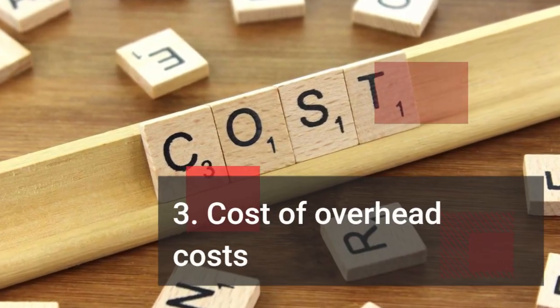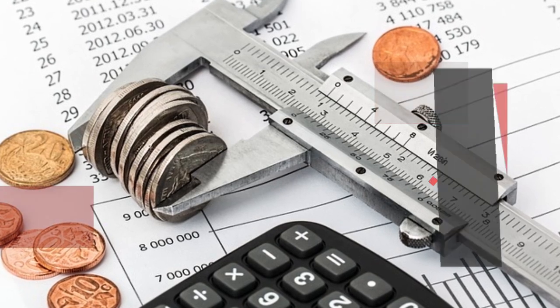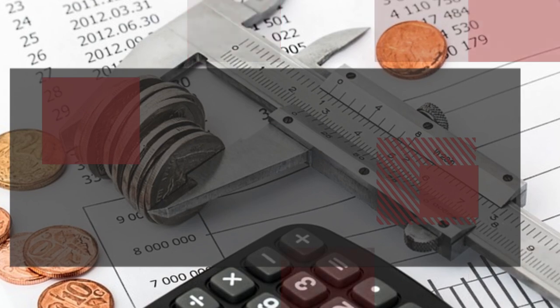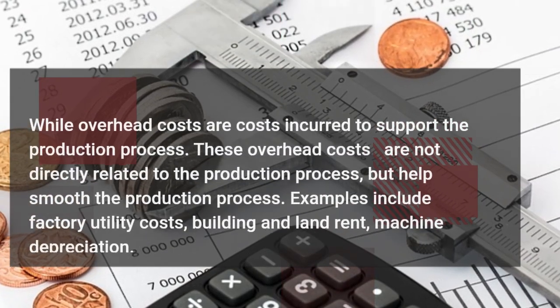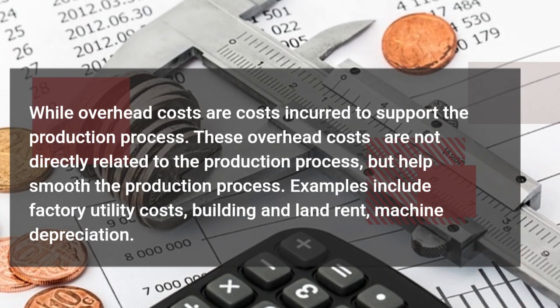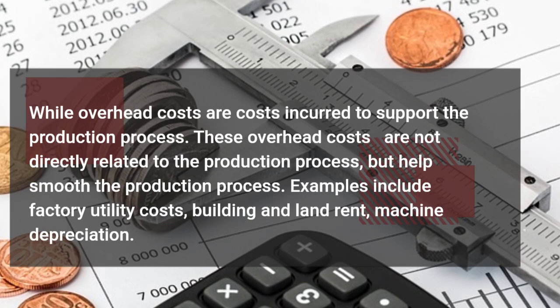3. Overhead costs. While overhead costs are costs incurred to support the production process, these overhead costs are not directly related to the production process, but help smooth the production process. Examples include factory utility costs, building and land rent, machine depreciation.